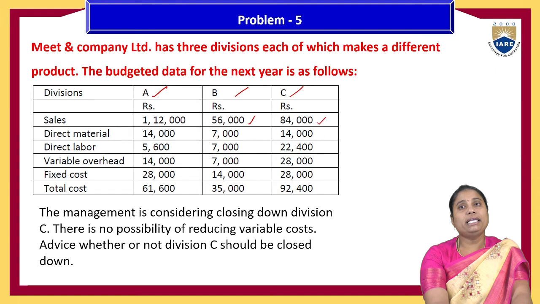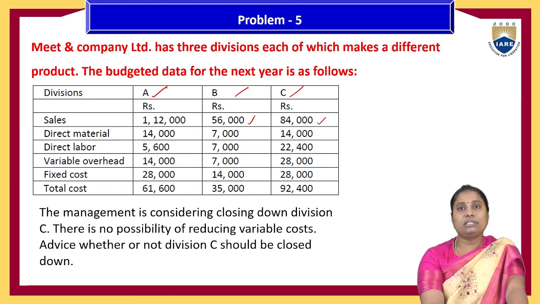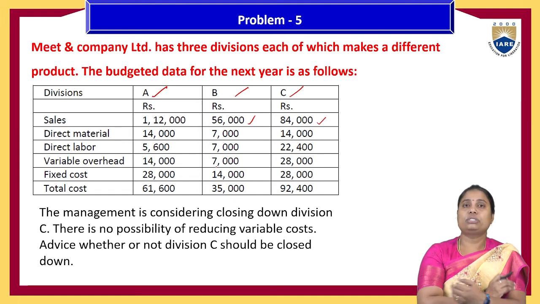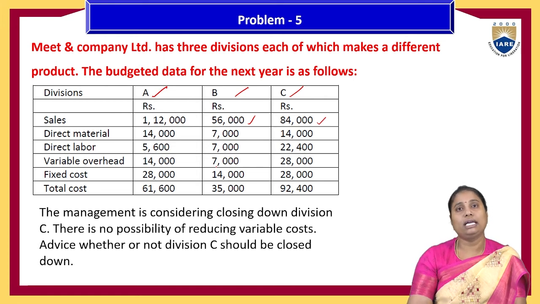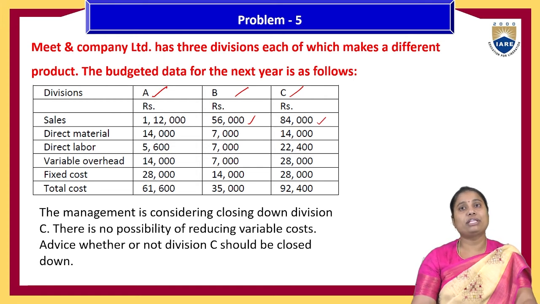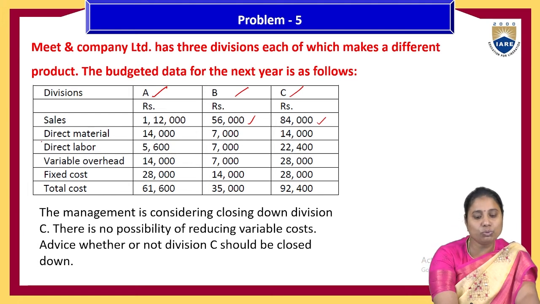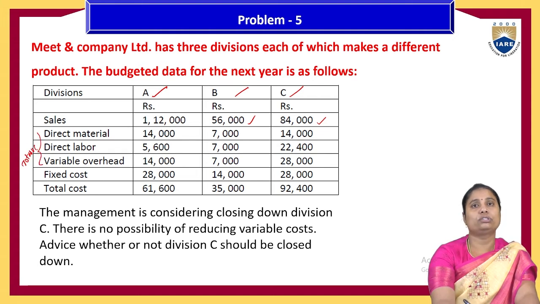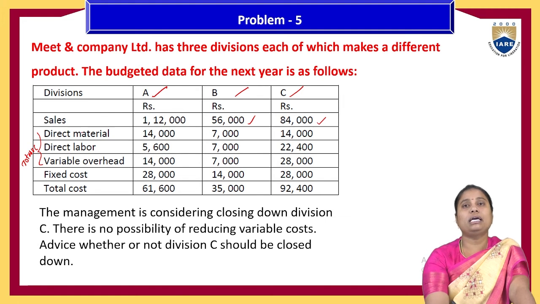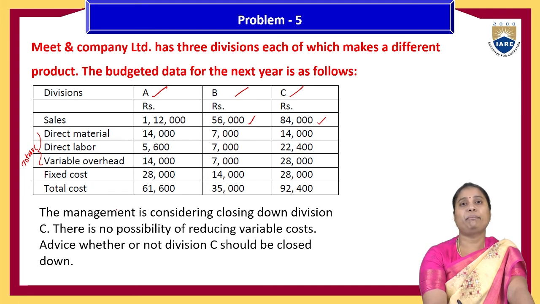The direct material cost for the respective A, B, C is 14,000, 7,000, 14,000, whereas the direct labor cost is 5,600, 7,000, 22,400, and the variable overhead cost is 14,000, 7,000 and 28,000. These 3 are called the total variable cost, so sales minus the sum of these 3 elements will give us the contribution. Then contribution minus fixed cost gives the profit.